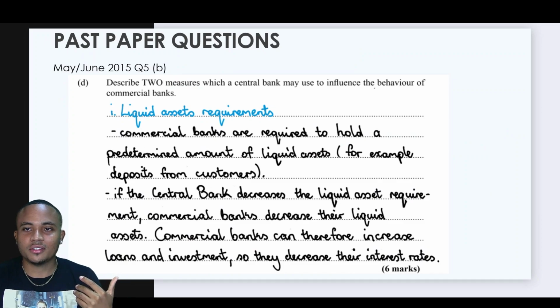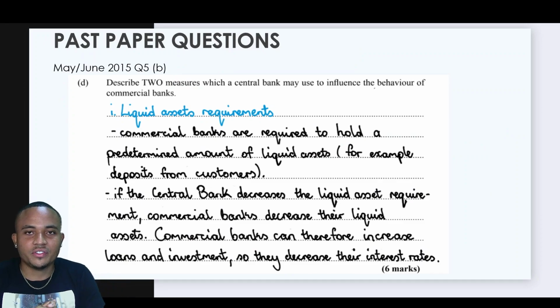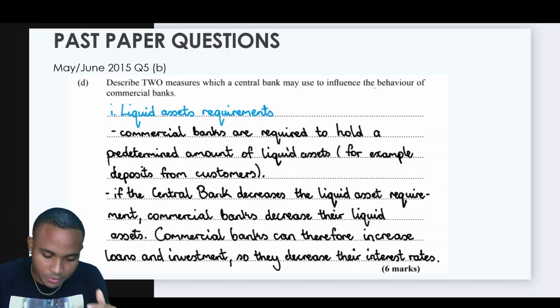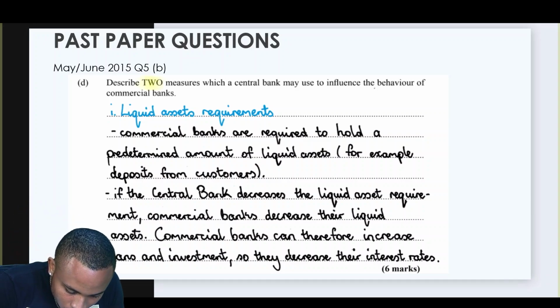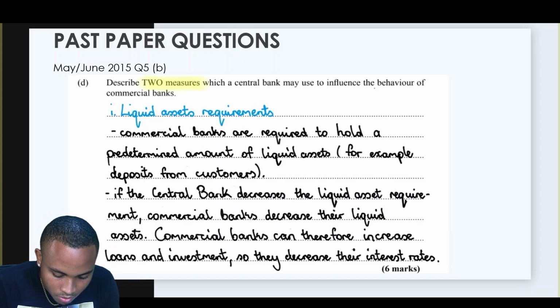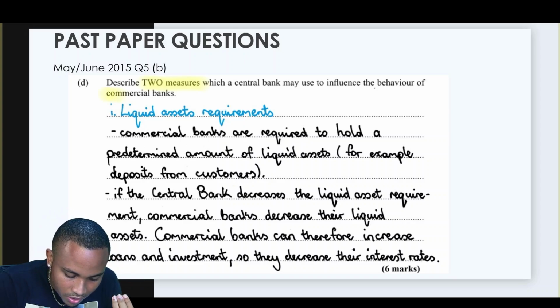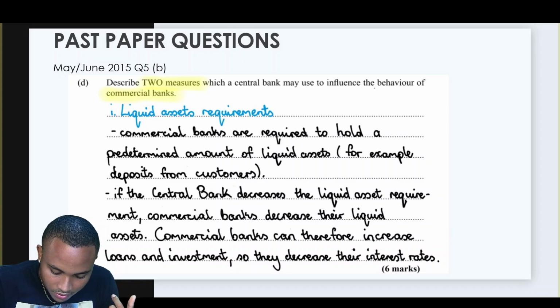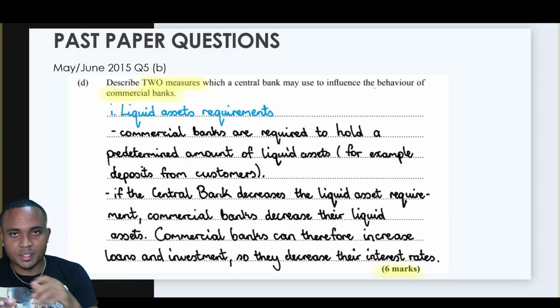So the first one we have is May-June 2015, question 5, part B. Describe two measures which a central bank may use to influence the behavior of the commercial bank, and this is for 6 marks. So of course that means there will be 3 marks per measure.